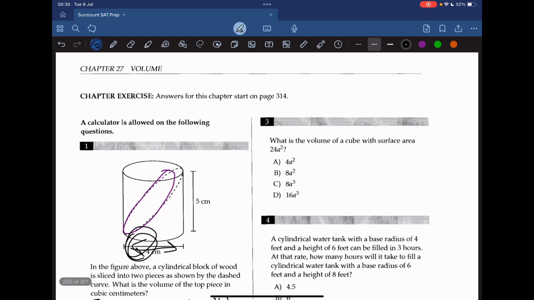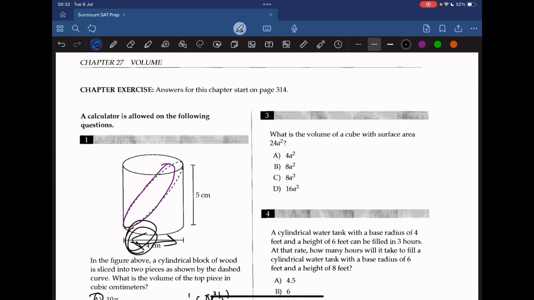What is the volume of a cube with surface area 24a squared? To solve this question, let's first set a value to determine the side of the cube. Because we don't know the side, we can just call it x. Because the cube has 6 faces, and the area of each face is x times x, which is x squared, we can express the surface area of the cube as 6x squared. And that is equal to what we're given, 24a squared. Now we can divide both sides by 6 to get x squared is equal to 4a squared. And then take the root of both sides to get x is equal to 2a.